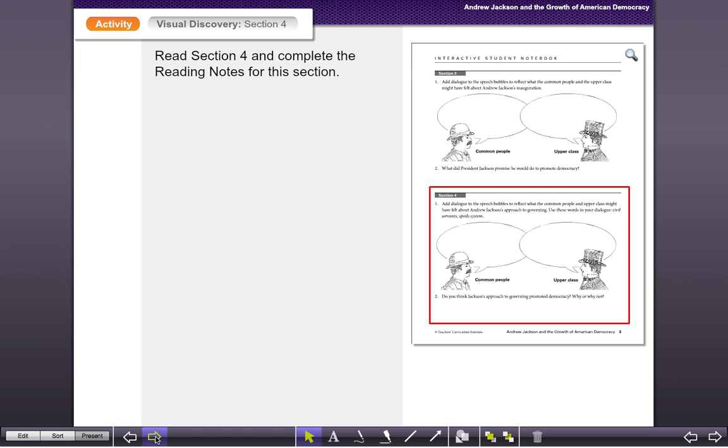And then number 2, do you think Jackson's approach to governing promoted democracy, and explain why or why not? And remember, democracy is government for the people. So what did he do to expand democracy, to give the people more power in the government? You take one side and explain that. So now you go to your book, do your reading, fill out your notes, and we'll be back.